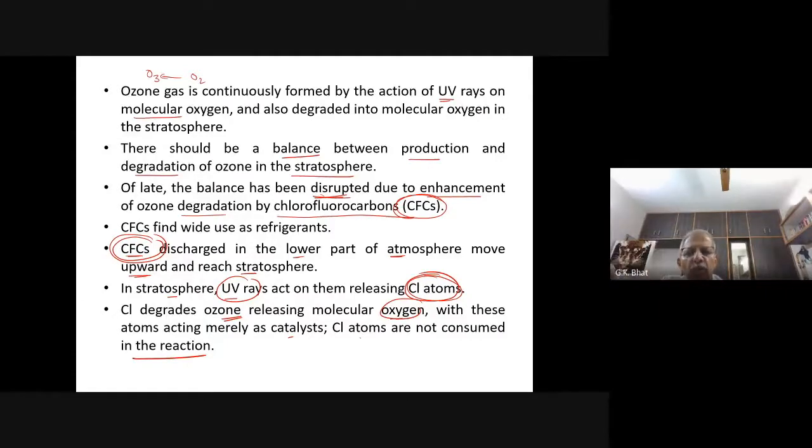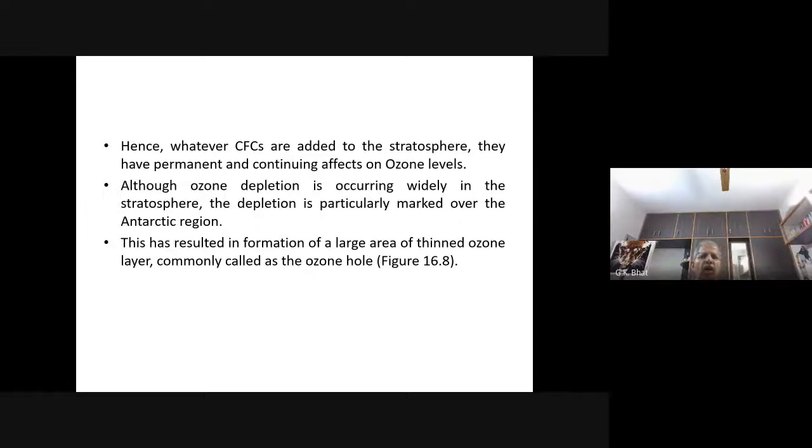What is happening nowadays is that this ozone thickness is getting reduced. The ozone layer is becoming thinner and thinner, and we have to prevent it. What measures have been taken? Whatever chlorofluorocarbons are added to the stratosphere have permanent and continuing effects on the ozone level. So we have to minimize this. Usage of chlorofluorocarbons has to be totally stopped.